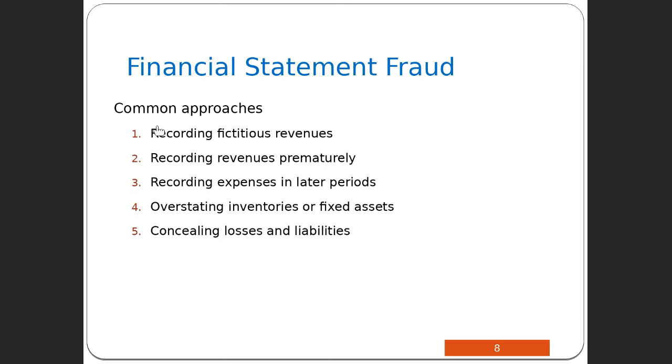Okay, now there are some common approaches to financial statement fraud. The first one is recording fictitious revenues, meaning recording sales that actually did not happen. The client could do that, because the company doing the fraud could do that. Recording revenues prematurely, so recording the sales before they actually happen.